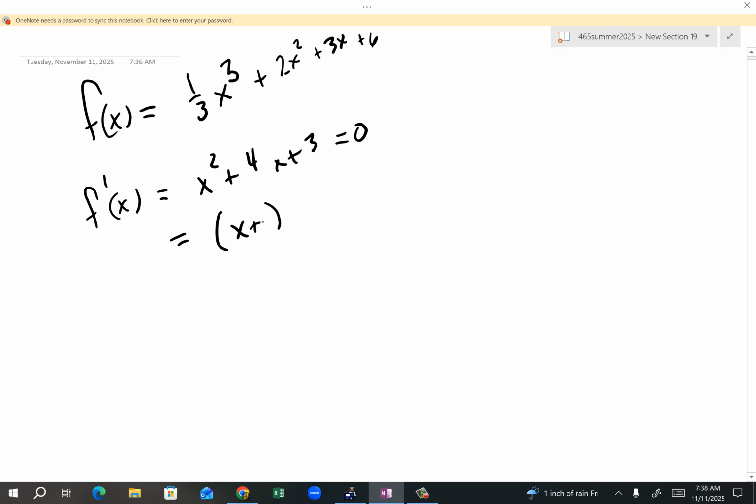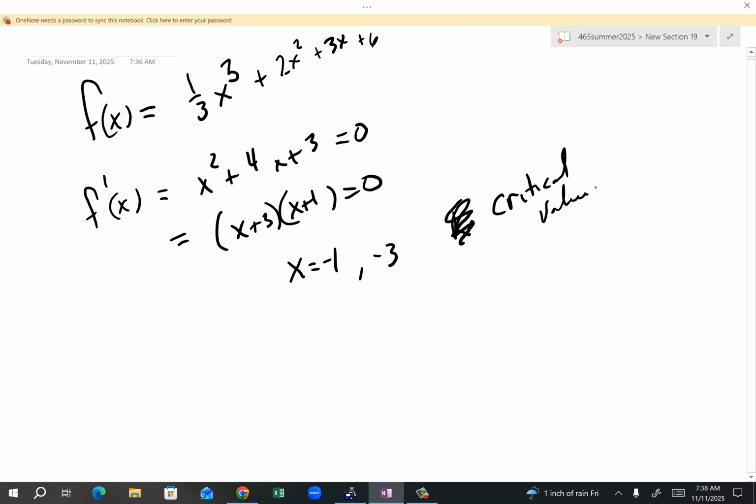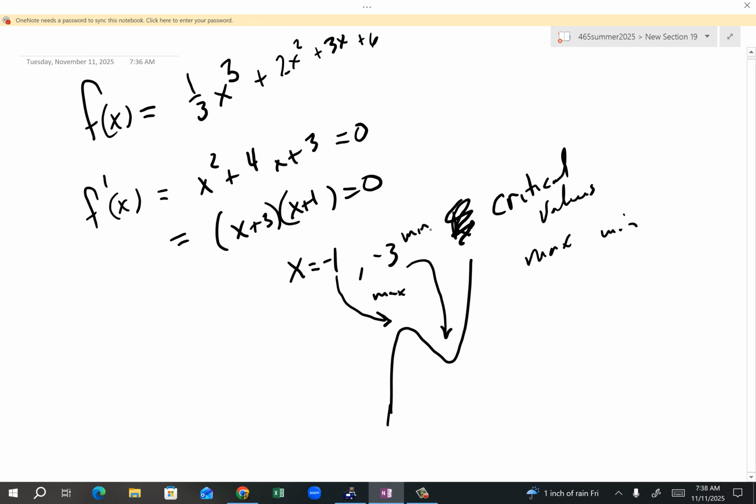Factor it. X plus 3, x plus 1. What does that mean? Well, it means that at x equals -1 and at -3 we have, first of all, critical values. Probably max, probably min, because I've seen this story before. A cubic function looks like this. It starts down and finishes up. Lo and behold, I bet that's a max, and I bet that's a min. I bet you're right. But if I didn't know that, I'm going to put in a number. That's a max. This is a min.